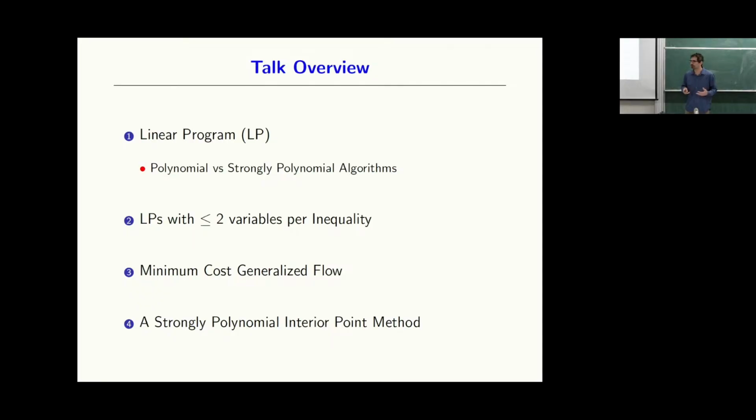strongly polynomial time. So I should explain what those terms mean. And I will give you a little bit of background on the types of linear programs. These are ones where you use at most two variables per inequality. And we will switch to a dual view, which relates to minimum cost generalized flow, so I'll have to define that. And then I will tell you about a method, but I will mostly tell you about the analysis of this method, which is actually very distinct from the method itself. And I will try and explain why that is a little bit later.